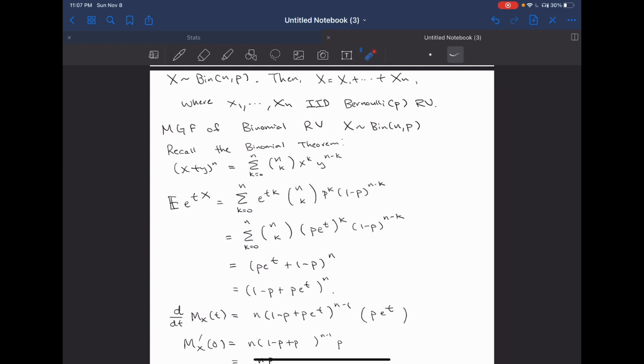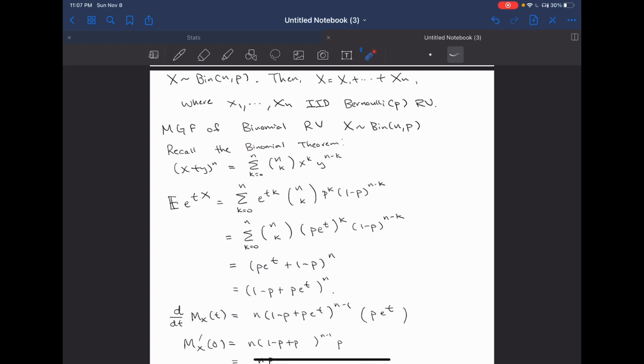So for real numbers x and y, x plus y to the n is actually the sum from k equals 0 to n of n choose k. So I write my n choose k like that. You might write it like nCk, but here it is, n choose k, x to the k, y to the n minus k power.